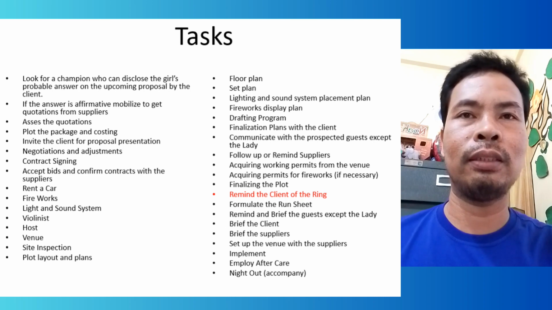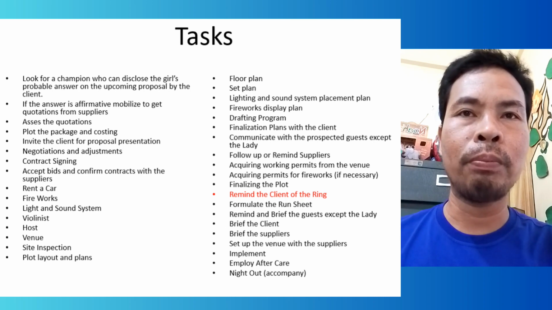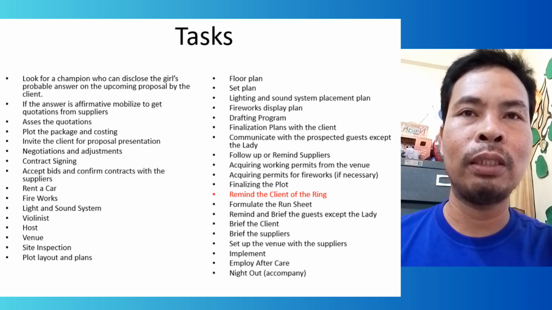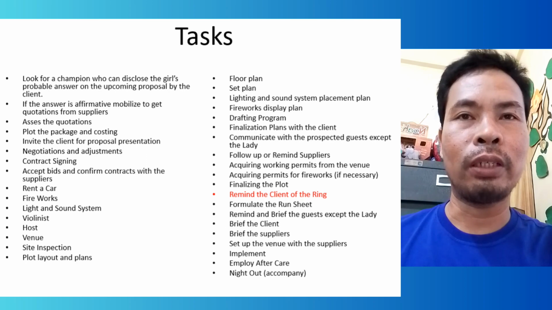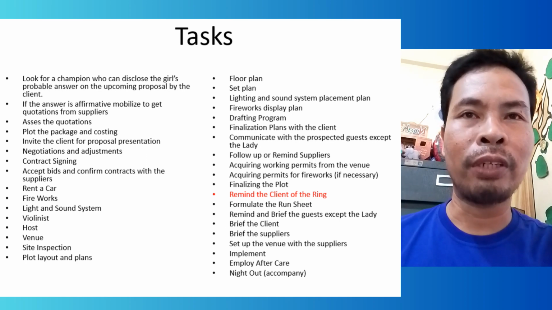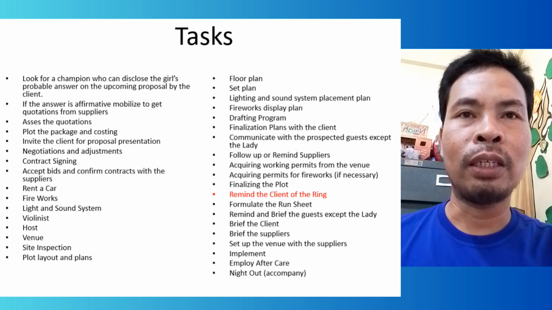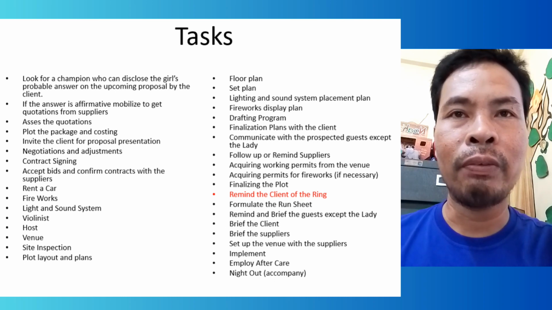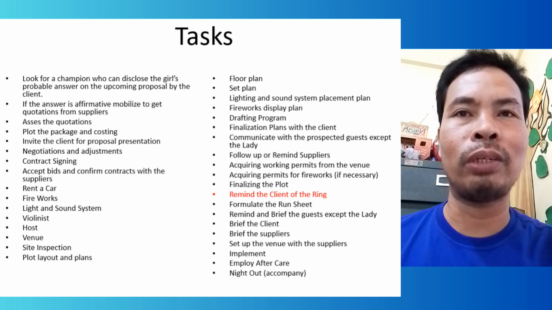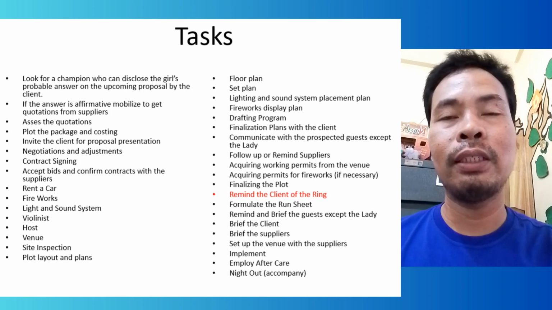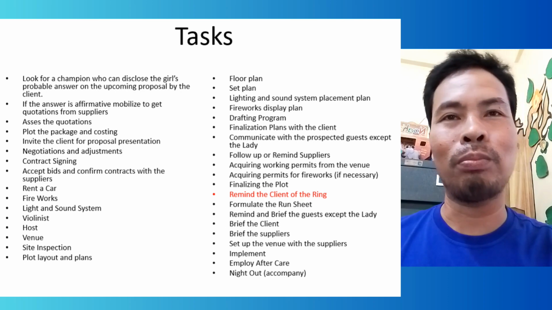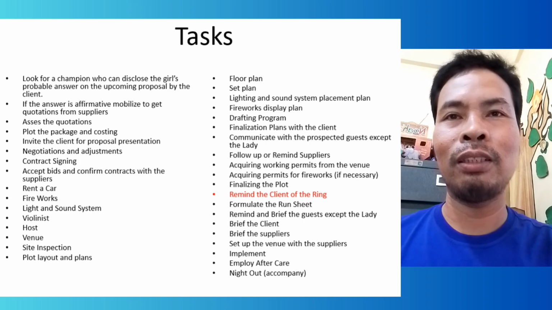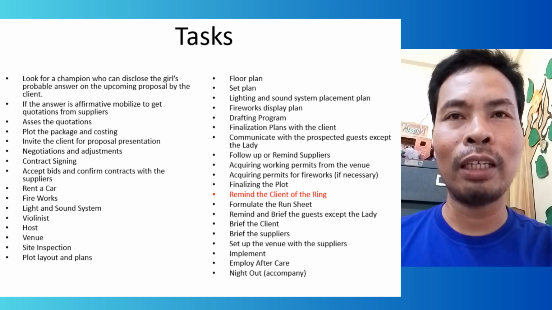So I have here listed some tasks. First is to look for a champion who can disclose the girl's probable answer to the upcoming proposal by the client. So you're looking for a conspirator, maybe a friend of the girl or the lady. If the answer is affirmative, then mobilize to get quotations from suppliers. Then if the answer is no, better to advise your client not to pursue the event, or advise the client to look for another lady.